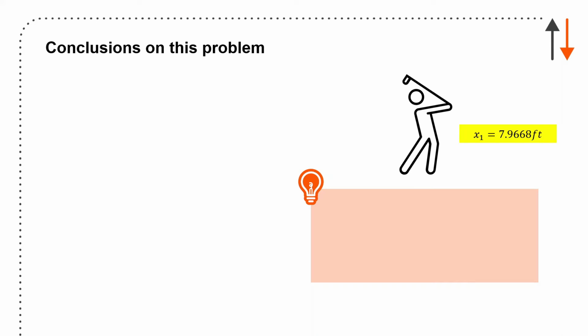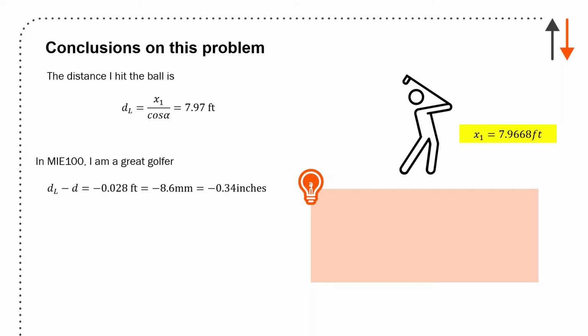So finishing this problem, I know that I can hit a ball 7.9668 feet. Now, of course, I can't hit it to that precision. Really, I'm going to say 7.97 or 8 feet. If I divide that distance by cos alpha to get the distance I travel along, I'll get x1, which is 7.97 feet. And when I compute the separation, or the distance to the hole, which I was given as 8 feet, and I put in my 7.97 feet, I get minus 0.028 feet to the hole, which is minus 8.6 millimeters, which was what I was asked at the beginning. Is it less than 10 millimeters? Yep, that works out perfectly.